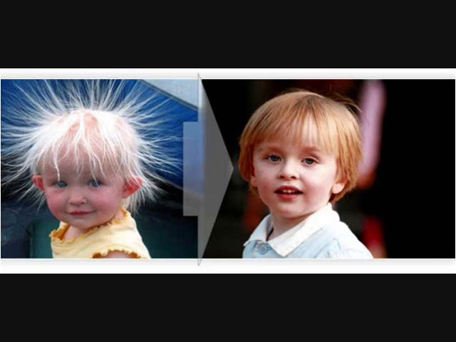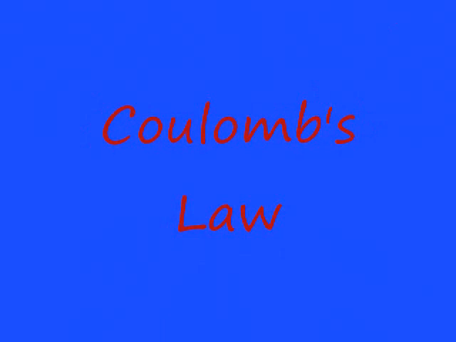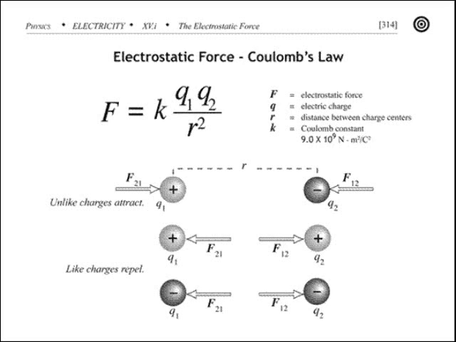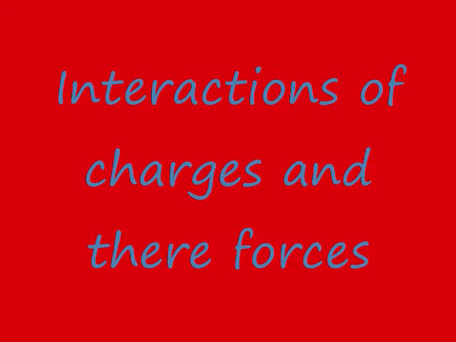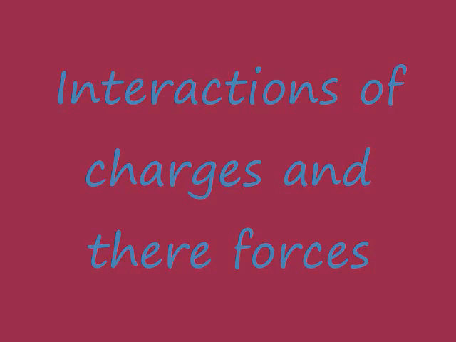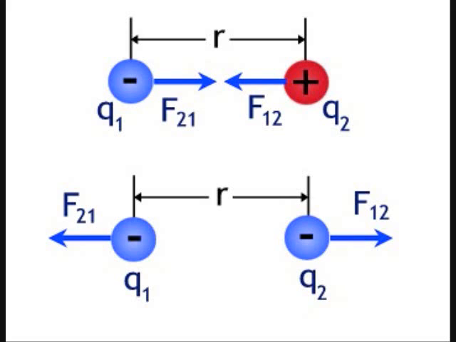Don't laugh now. Electrostatic force is calculated by the formula F equals K times Q1 times Q2, divided by the square of the distance between the centers of the charges. The magnitude and direction of the electrostatic force completely depends on the charges. Like charges repel one another, unlike charges attract one another.